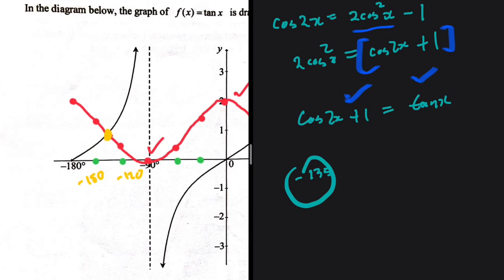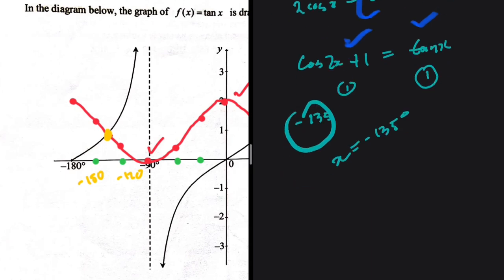So let me just substitute it into these two functions and see what I get. When I substitute minus 135 here, I get 1. So let me substitute it here too. I also get 1 here. So x is equal to minus 135 degrees. It's one of the solutions, right?